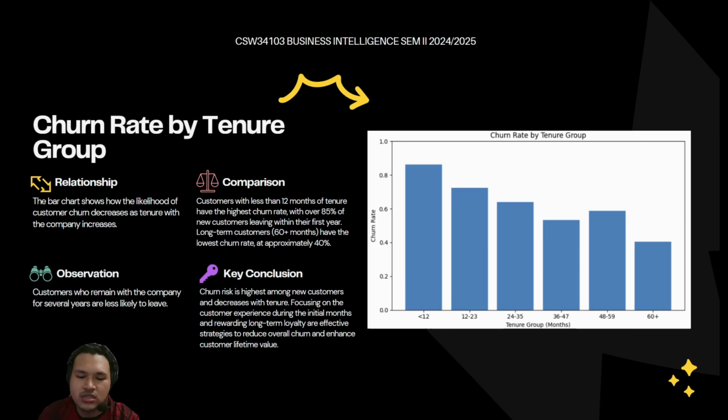In conclusion, churn is highest during the early months of a customer's journey and drops with longer tenure. By focusing on the initial experience and rewarding long-term loyalty, the company can reduce overall churn and increase customer lifetime value.